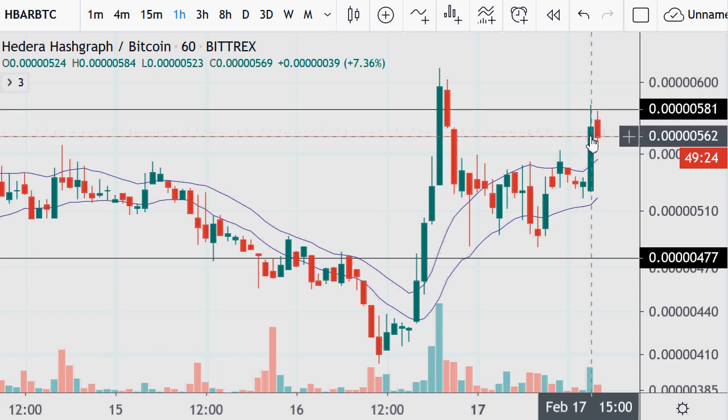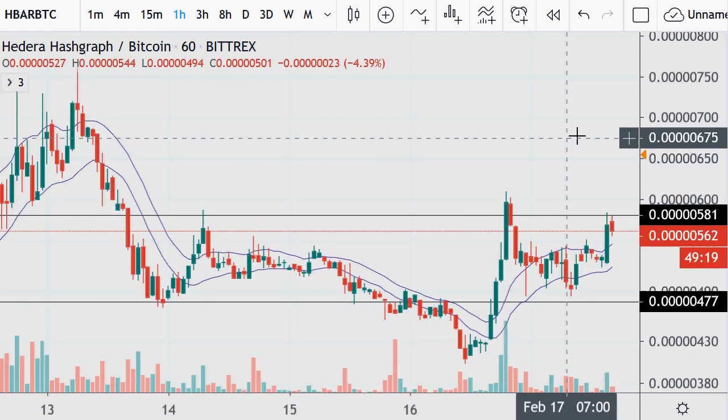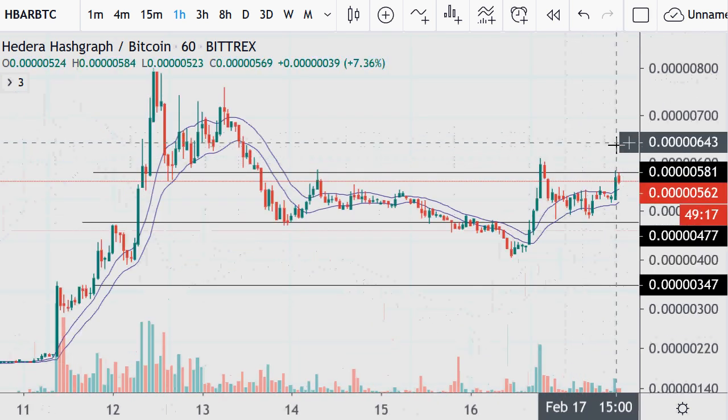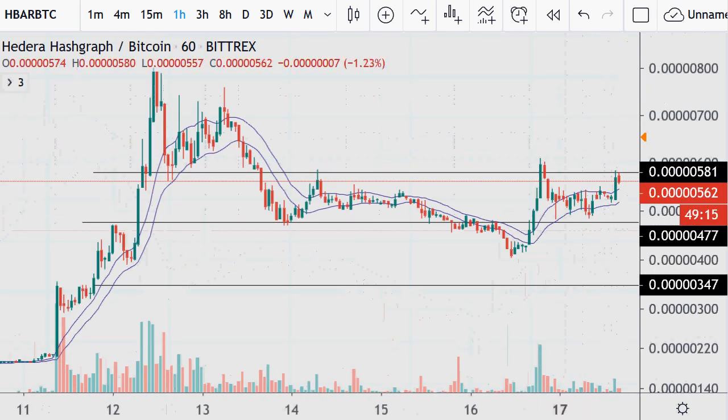Anyway, we got the breakout here on the single-hour time frame. This is a very big statement. This should today get above this and go higher. We'll see what happens. Thank you for tuning in.